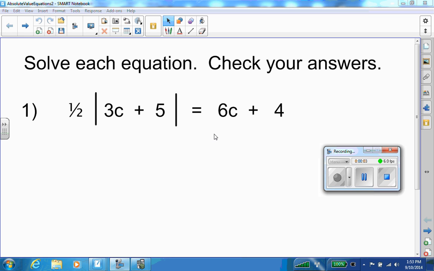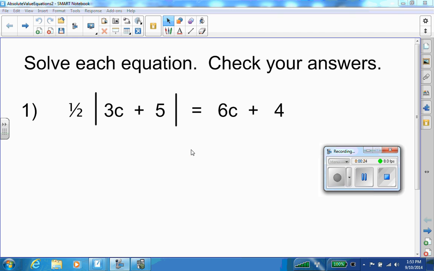Okay, we're going to solve a few more absolute value equations. This particular video on absolute value equations covers some of the more challenging ones to solve. So we're going to do 3 problems on this. And remember, we're going to follow the 5 steps that we followed in the previous video.